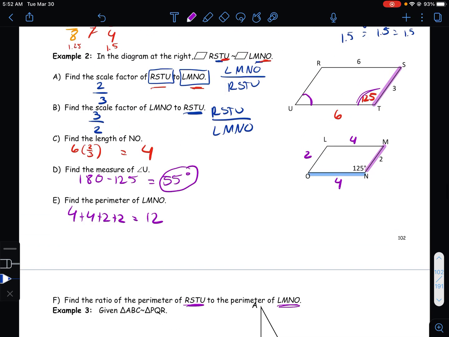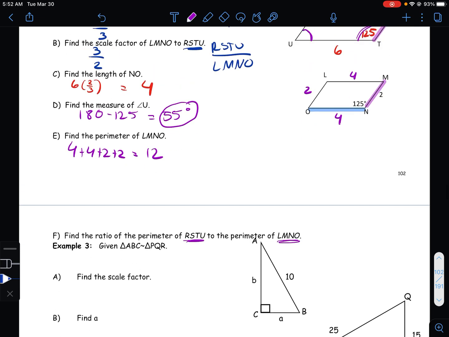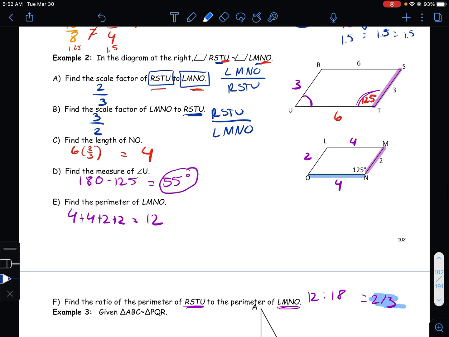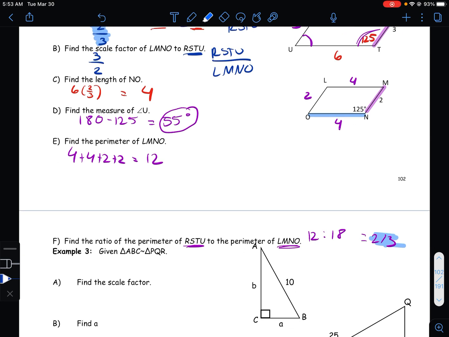All right, so they want us to find the ratio of the perimeters to LMNO. So this one would be 3. So you would do 6 plus 6 plus 3 plus 3, which is going to give us 12, plus 6, which is going to give us 18. So we'll do 12 to 18, which we can reduce to 2/3. Which, notice, that matches the scale factor. Sorry, I didn't realize that F went with that. I was a little confused.